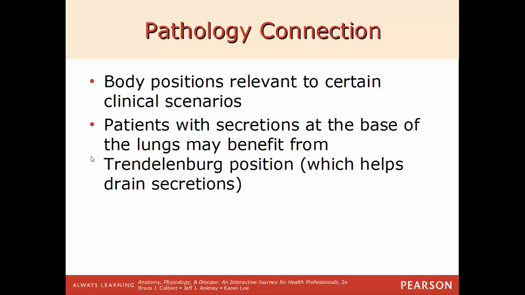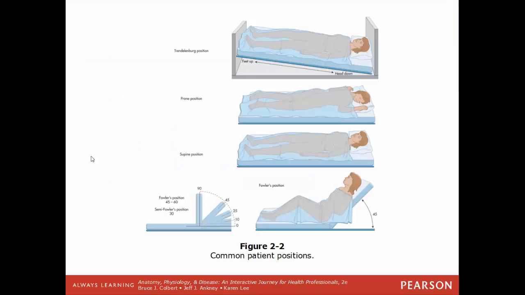A good example of that would be patients with secretions at the base of the lungs. If you're trying to evaluate or treat this, you would much prefer to have your patient in the Trendelenburg position. Having the feet elevated and the chest not is to help drain those secretions out of the base of the lungs. If they were in, say, this position here, in Fowler's, all those secretions would remain at the base of the lungs. They wouldn't go anywhere. But if you were in the Trendelenburg position, all secretions would head upward toward the mouth.